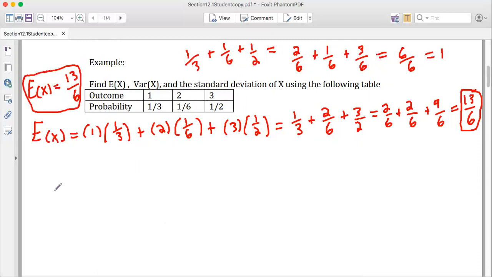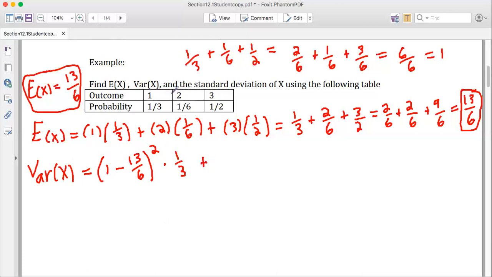Now we're ready to find the variance. And remember, variance has sort of a bit more of a complicated formula. What I want to do is take the first outcome, which is 1, subtract away the expected value, so 1 minus 13 over 6, then square that difference, and then multiply by its probability, which was 1/3. And I have to do this for all of the sets of information.